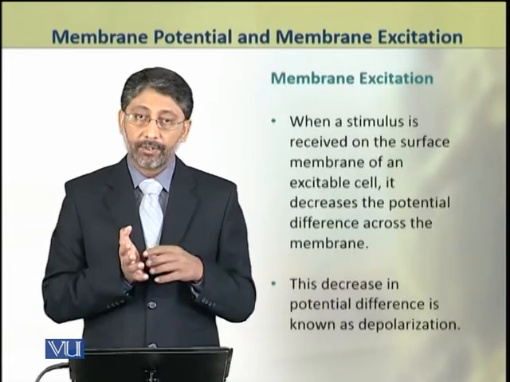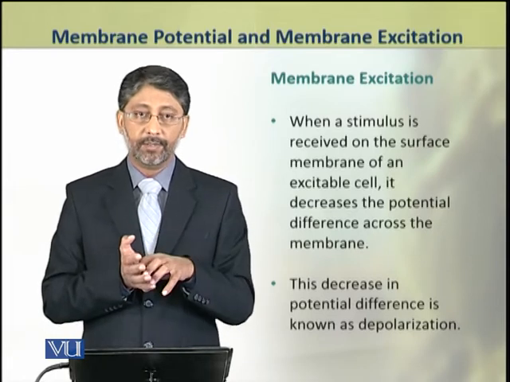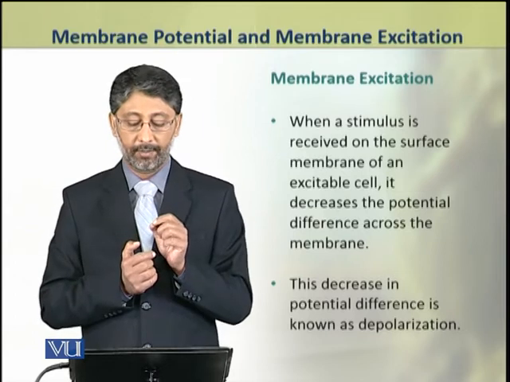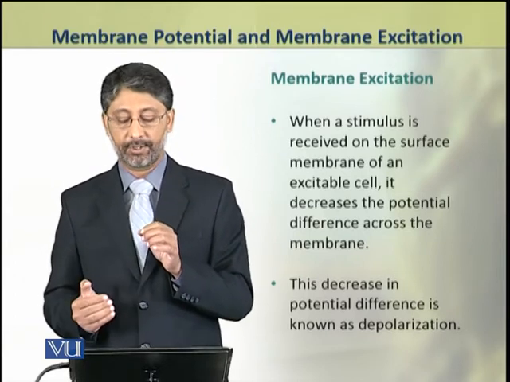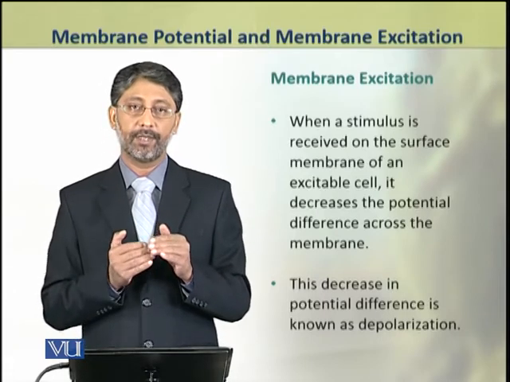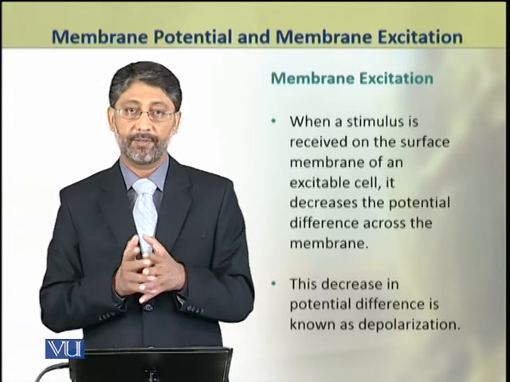How excitation occurs? When a stimulus is received on the surface membrane of an excitable cell, it decreases the potential difference across the membrane. This decrease in potential difference is known as depolarization.